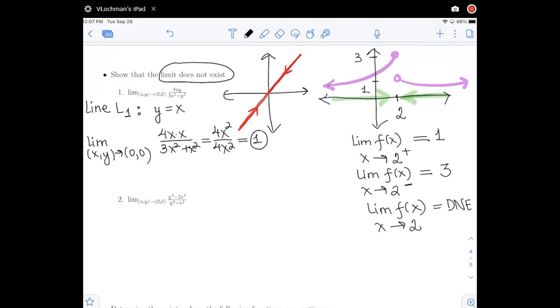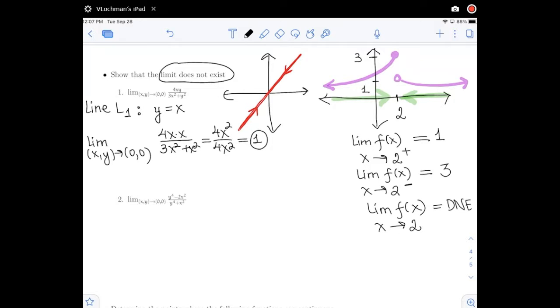So let me repeat it again. If I follow my surface along this line, y is equal to x, as I get closer to the origin, I'm going to end up at 1. So that's kind of like the height of where I'm going to be literally physically sitting, right?